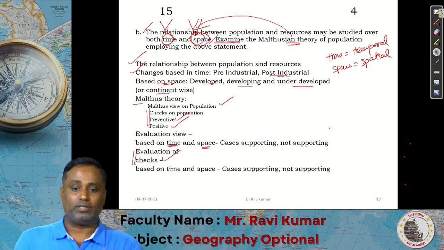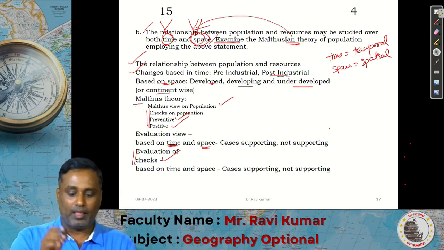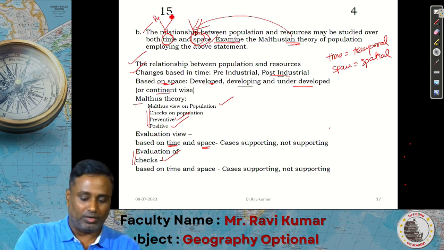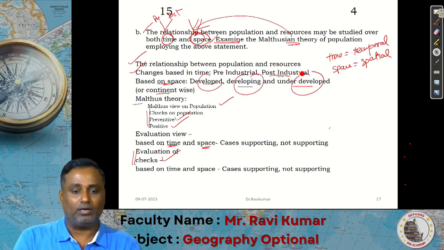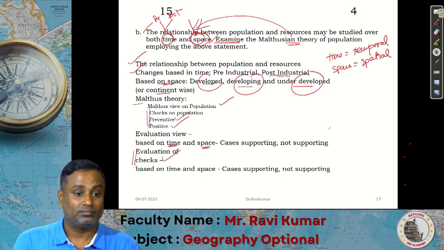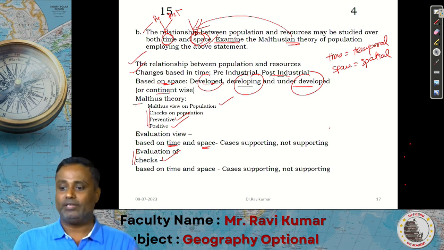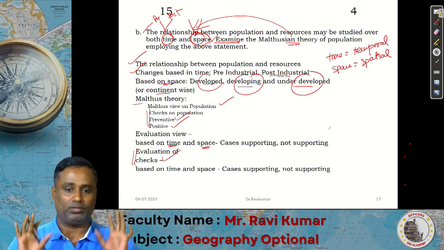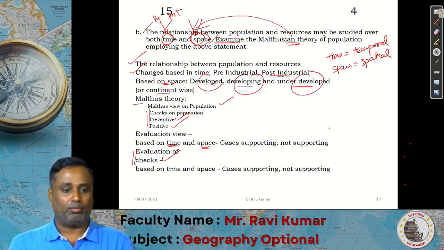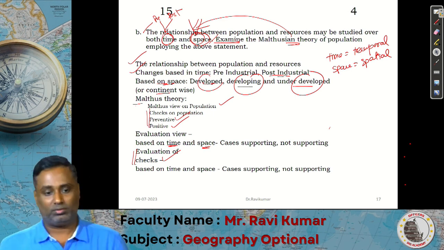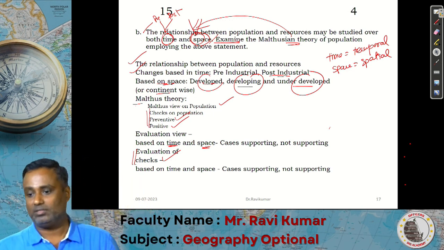Why am I saying not to go for too many? Because we already have space also, and further classifications come in the space, so we restrict the number of classifications. That is why I say time as pre-industrial and post-industrial, and for space I took only three things: developed, developing, underdeveloped. If you go continent-wise, it is very difficult to write. With developed and developing, it is very easy to bring examples. For example, USA as a developed country, India as a developing country, and for underdeveloped countries any African country. Any one country is enough. Don't bring everything; a general discussion and one example is enough.